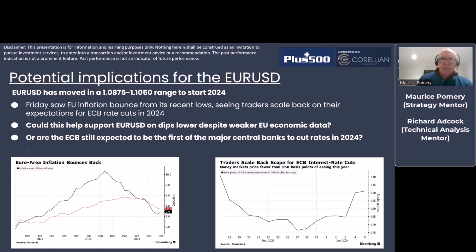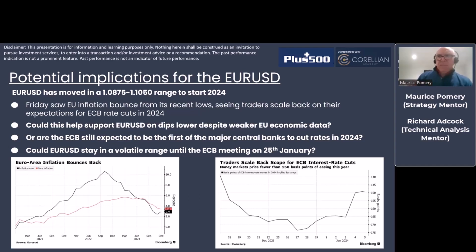But at the moment, markets seem to think it's going to be the Fed. But to my eyes, the US economy looks far stronger than most others. So the euro could stay in a volatile range around the ECB meeting on the 25th of January. But if they are going to start thinking of cutting, they're going to have to start communicating that. So whilst I don't think we get anything from the January 25th meeting, I'm wondering what sort of message they want to send. So that's going to be quite interesting. And I think that could move the euro as well.